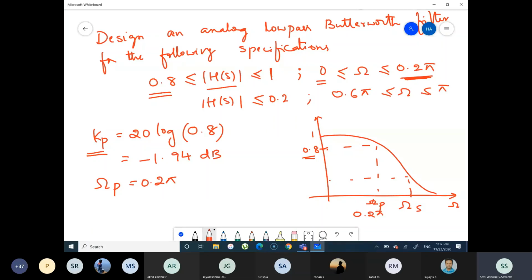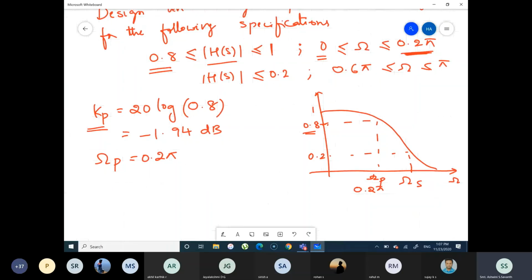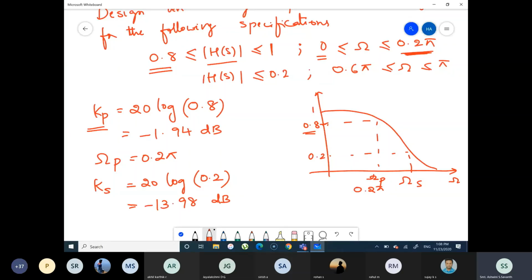Similarly, this magnitude he says is 0.2. That means that is the stop band ripple. Find stop band gain from that. So 20 log of 0.2. Because they are decimal values, your logarithm will be negative. So for this you should get around minus 13.98 decibels. So since he has given you the magnitude here, you have to convert it to decibels. Sometimes the decibel values are given directly, in which case you can write down Kp and Ks directly.